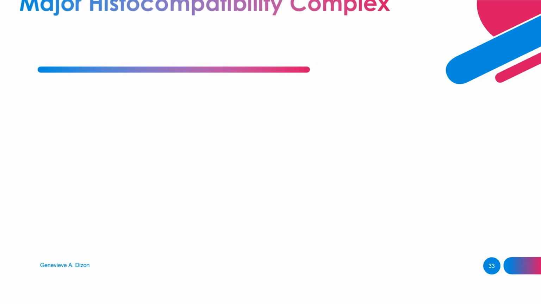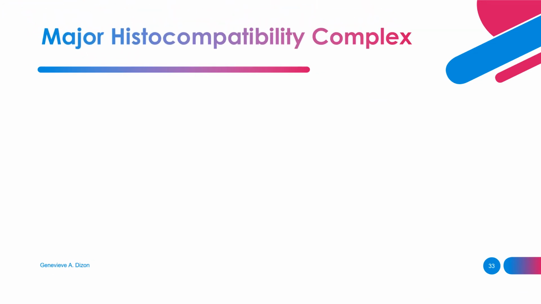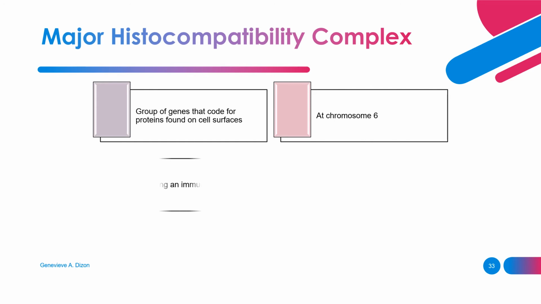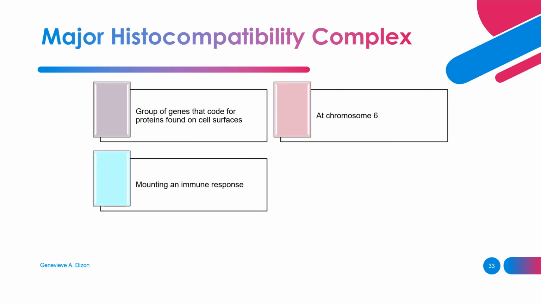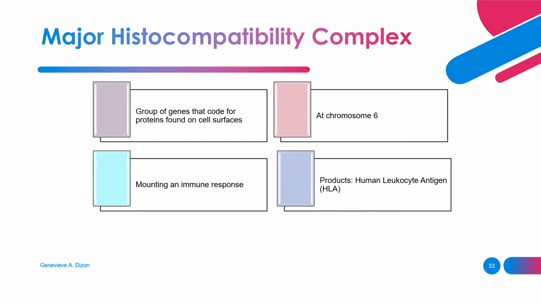We have mentioned the major histocompatibility complex earlier, or the MHC, so let's discuss them a little bit more. MHCs are groups of genes found in chromosome 6 that code for proteins found on the surfaces of cells that can help the immune system recognize foreign substances, as we have explained earlier. Now, the MHC proteins are found in all higher vertebrates. In humans, the products are called human leukocyte antigens, or HLA.